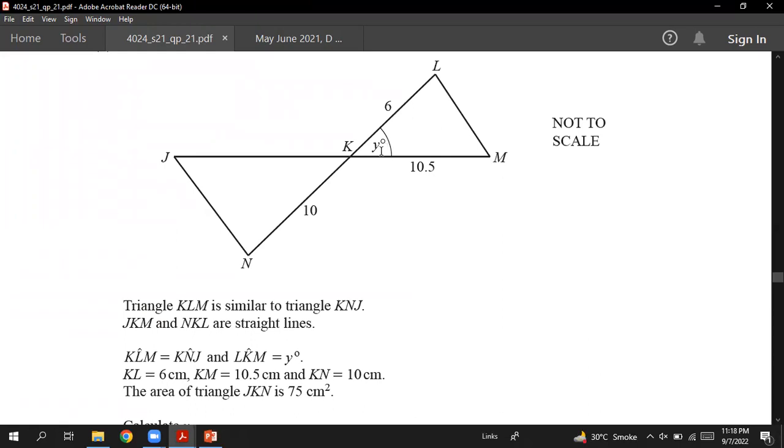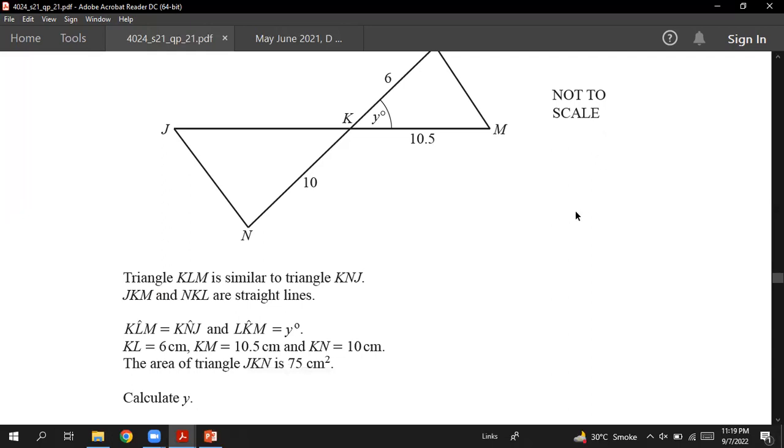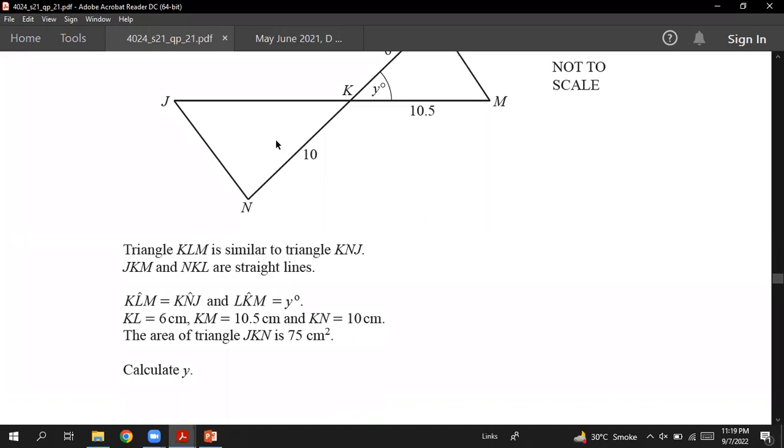So that's why the angle LKM is Y, and these two angles, angle L and this angle, are the same. Then they say that KL is 6 centimeters, KM is 10.5 centimeters, KN is 10 centimeters, and the area of the triangle JKN is 75 centimeters square. Calculate the value of Y.